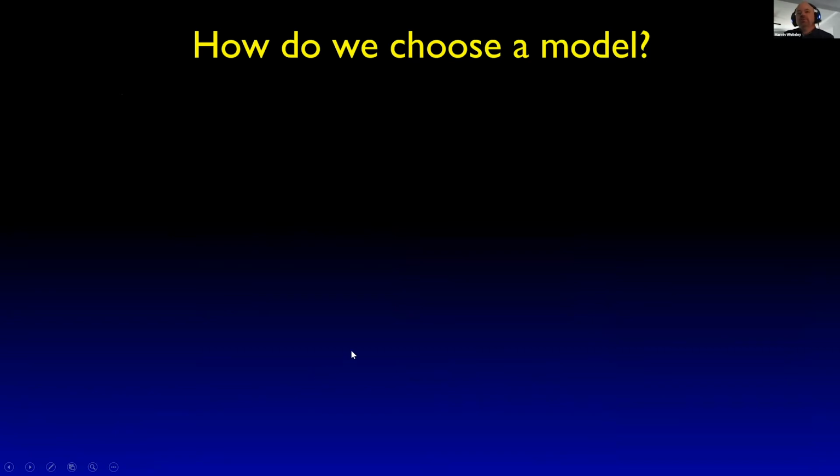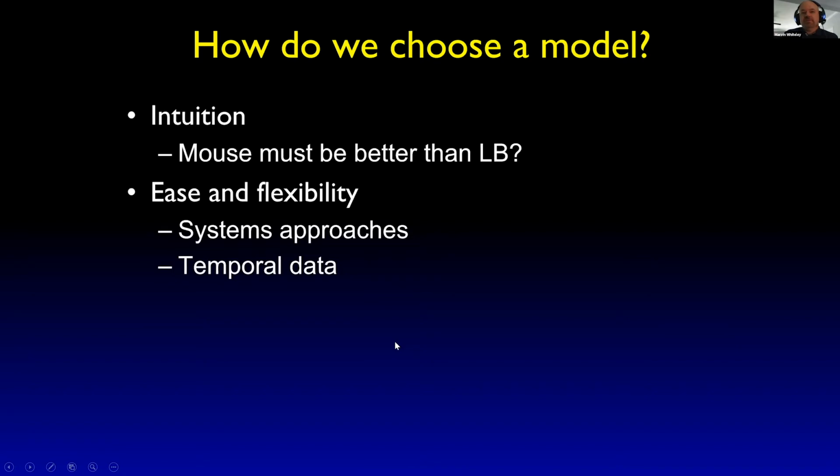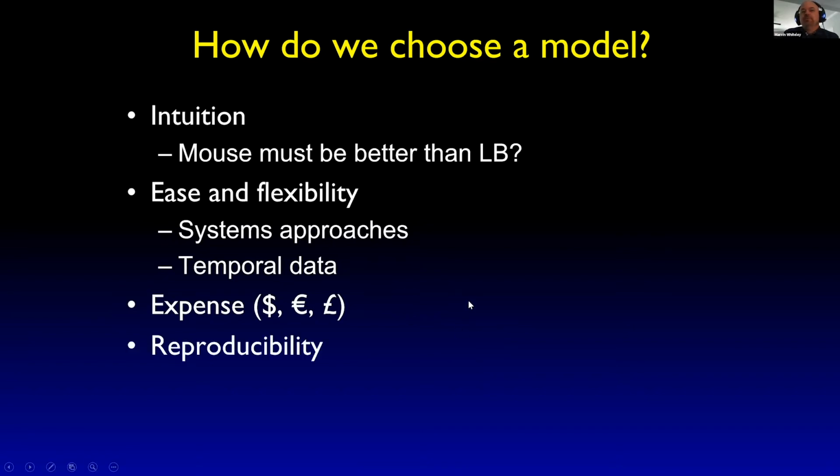So the question is, how do we choose a model? So when you go out, we think about intuition, right? A mouse must be better than LB for studying humans. I don't know that that's always the case, but that's what we think. Ease and flexibility. A lot of times maybe you need to do 5,000 assays or you need temporal data, and mice might not be the best place to do that. So you have to think of a model that you can use. Expense, whether it's dollars, euros, or pounds, right? We all have to think about expenses. Reproducibility, this is probably the best reason why I think we use models, so we can do experiments in my lab and you can recapitulate and reproduce those well in your lab.